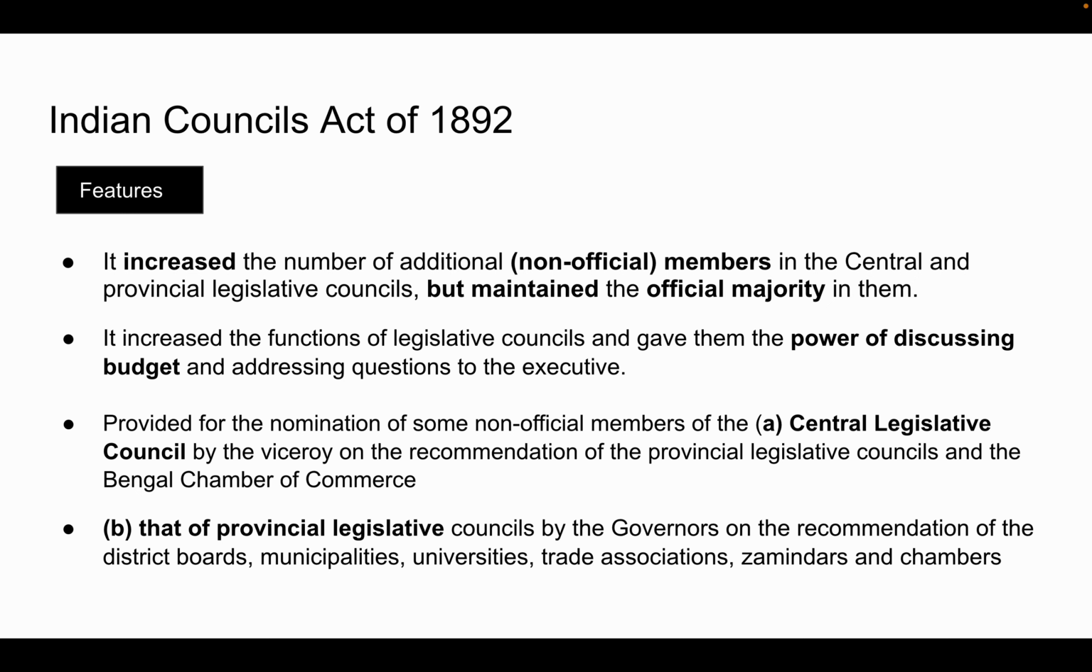Third, it provided for the nomination of some non-official members of the Central Legislative Council by the Viceroy on the recommendation of Provincial Legislative Councils and the Bengal Chamber of Commerce. Fourth point, if somebody is to be nominated to Provincial Legislative Councils, that will be done by the governor on the recommendation of district boards, municipalities, universities, trade associations, zamindars and chambers.